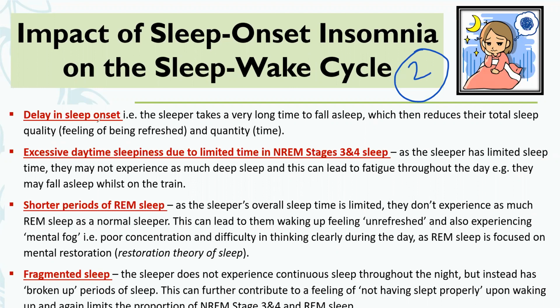The first effect on sleep-wake cycle is that the person has a delay in falling asleep and staying asleep. Okay, they have excessive daytime sleepiness due to missing out on the deep sleep in the night before. Okay, because they haven't fallen asleep, they miss out on the deep, restful sleep that other people would have experienced. Also, because they stayed awake a longer time, they're not able to have a proper amount of REM sleep.